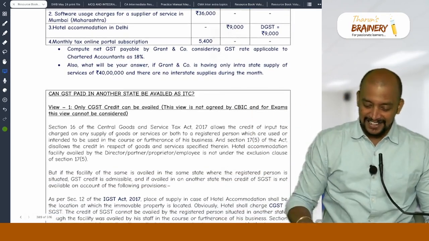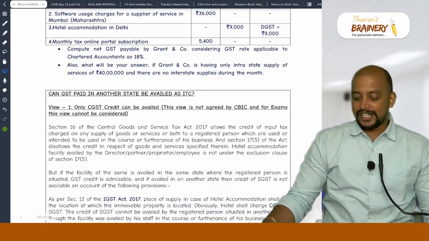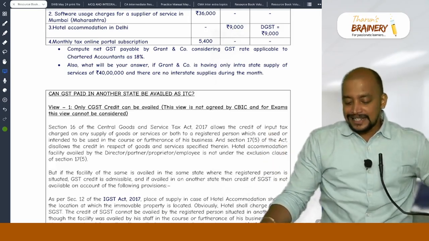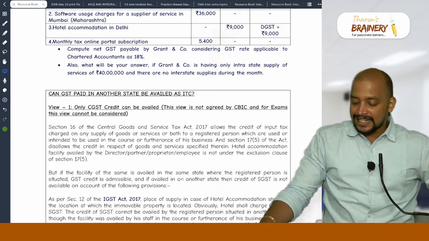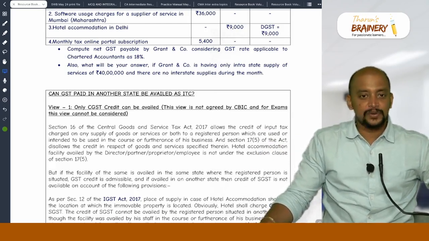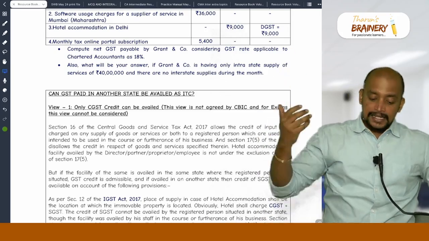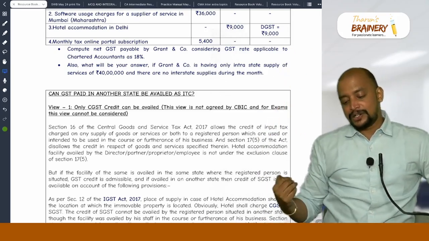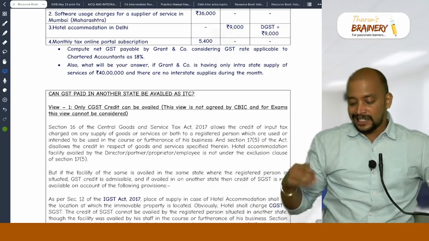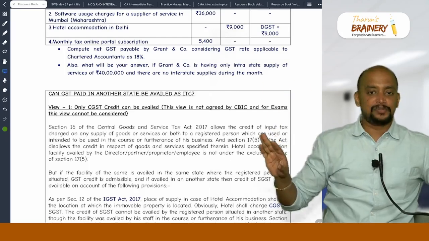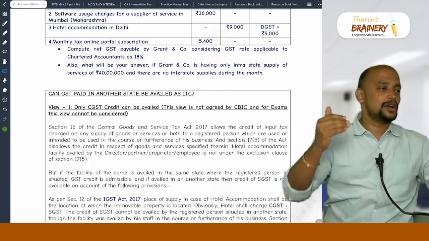Credit not available. Monthly tax online portal subscription 5,400 can be taken. Compute the net GST payable by Grant and Co, considering GST rate applicable to chartered accountants as 18%. This is one computation. Second computation, what will be your answer if Grant and Co is having only intrastate supply of services of 40 lakhs and there is no interstate supply of service? That is another computation. This is a homework for you.